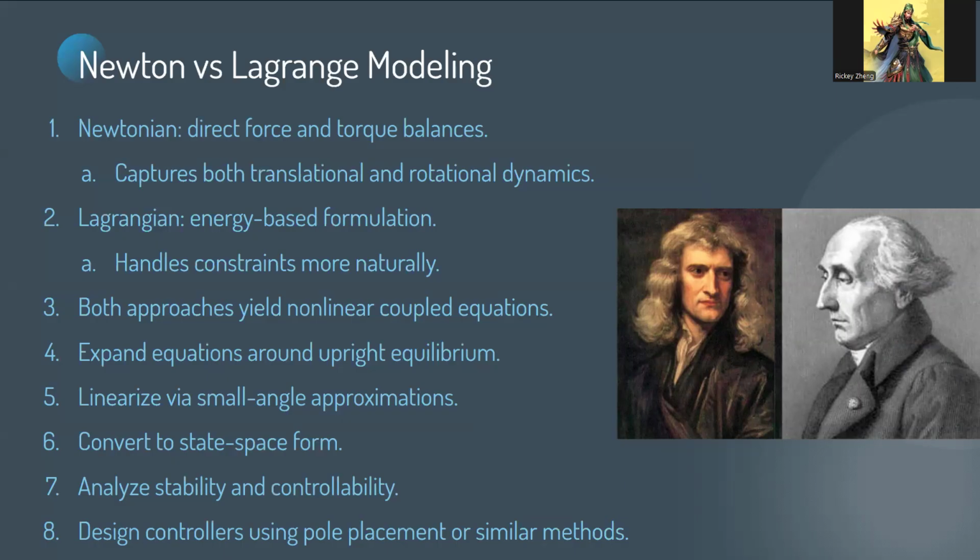These equations are expanded around the upright equilibrium and linearized using small angle approximations to create a practical representation suitable for control design. The linearized dynamics are then converted into state space form, enabling a rigorous analysis of stability and controllability. With this structure established, modern control techniques, such as pole placement, can be systematically applied to achieve precise stabilization and performance objectives.